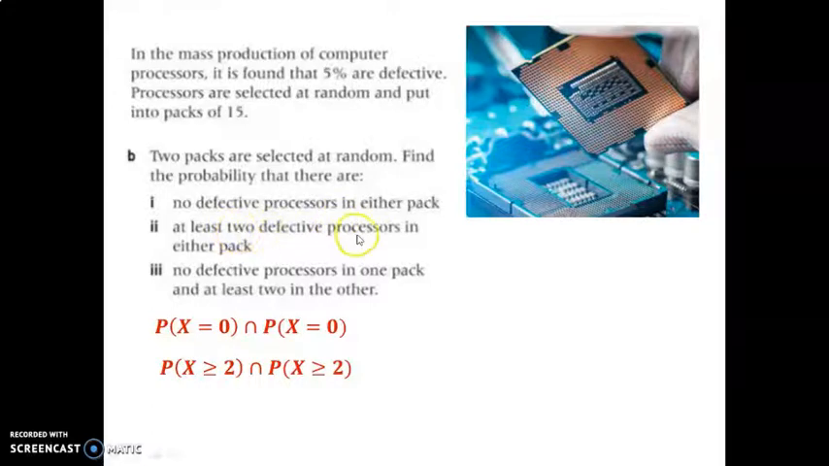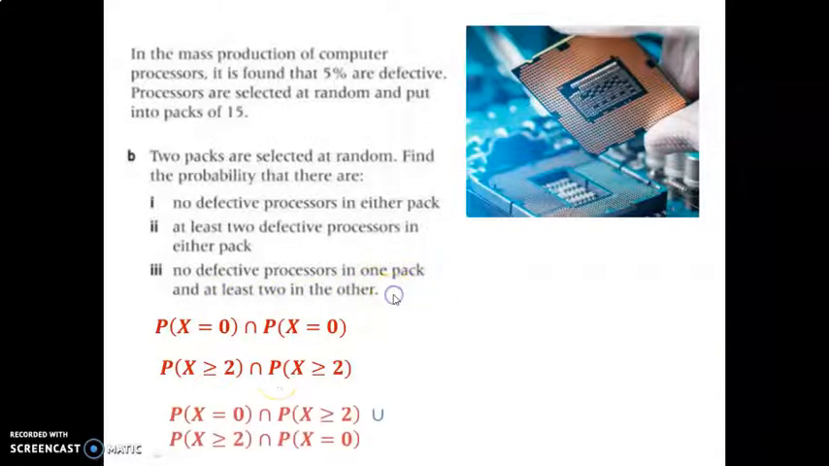The second problem looks like this: at least 2 defective processors in either pack. So again, we calculated 2 or more. So 2 or more in one pack and 2 or more defective in another pack. We're going to use the numbers from the previous problem that we solved. And the third situation here: no defective processors in one pack and at least 2 in the other. That means none in one pack and at least 2 in the other, or we can reverse the order: at least 2 in the first pack and none in the second pack. Remember that. We can reverse that. If you remember back to probability, we did this often.